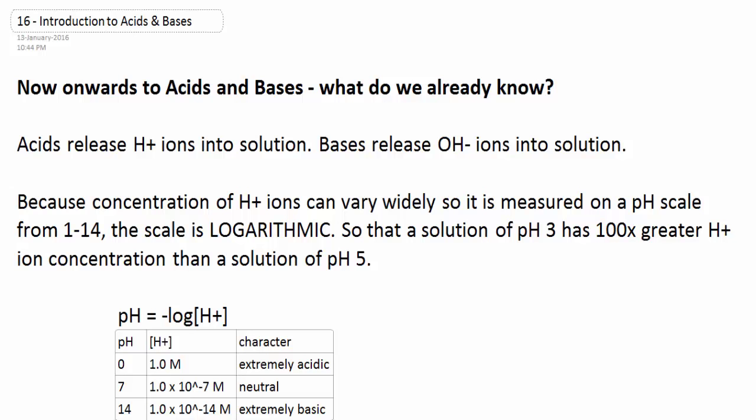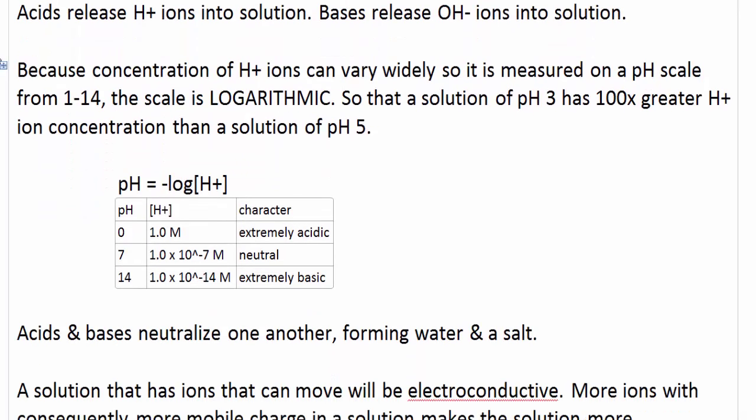So welcome everyone, let's talk about acids and bases and things we already know. Acids release hydronium ions into solution, bases release hydroxide ions into solution, and the concentrations of these things can be very, very different from one another. The scale is logarithmic. So a solution of pH 3 has 100 times greater hydronium ion concentration than a solution of pH 5. Notice the pH is the negative log of the H plus ion.